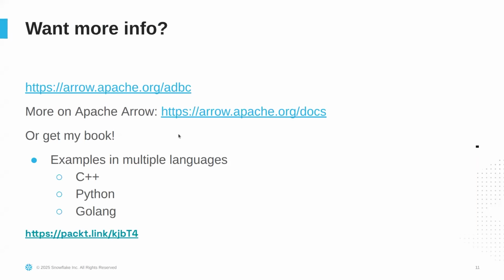If you want more information about ADBC in general, you can go to the documentation page, arrow.apache.org/adbc. If you want more information on Apache Arrow itself, there's the link to the docs right there. Or you can also get my book. Yay. No, shameless plug. The book has examples in C++, Python, and Go. And there's a link to the book to purchase it right at the bottom of the slide. Even more fun is you can always use and test out the GitHub repo for the demo that I just showed you. The README has the instructions for how to install the dependencies and use it and try it out. And you can give it a whirl and see how it goes.